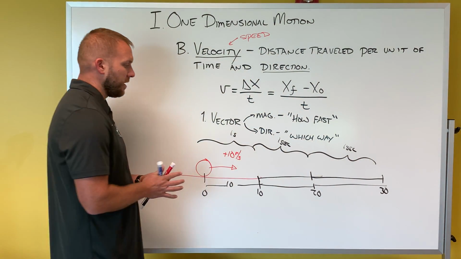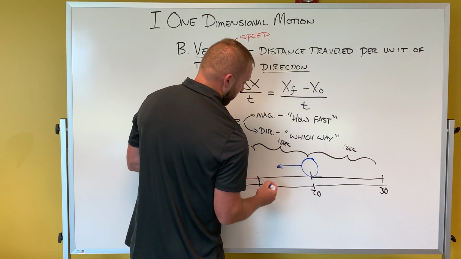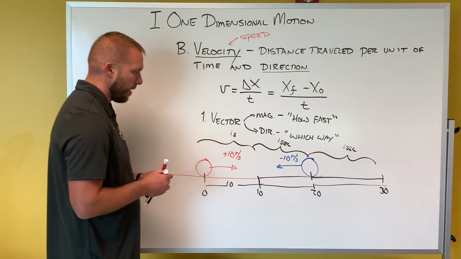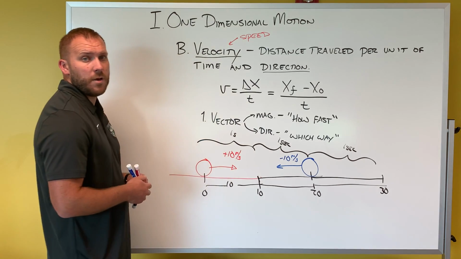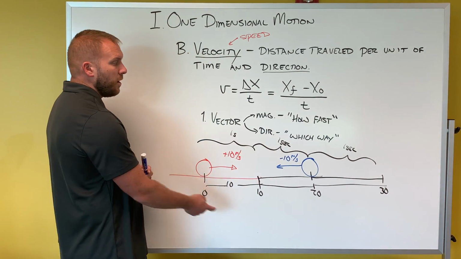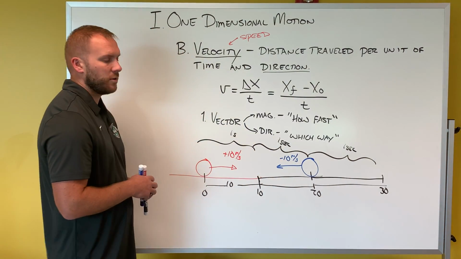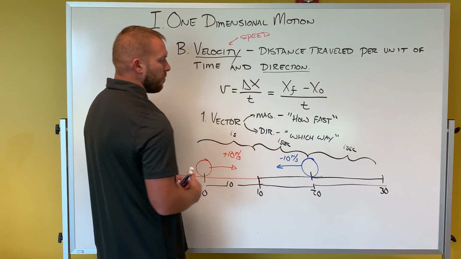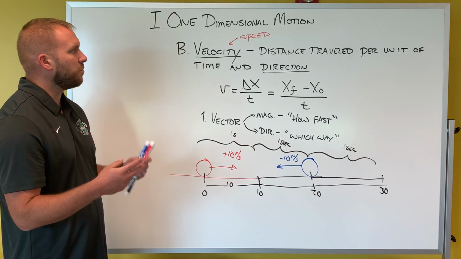If we had a second object that started here and traveled this way, that would be a negative 10 meters per second. It would start at 20. After 1 second, it would be here at 10. After 2 seconds, it would be here at 0, because it's changing its position by 10 meters each second. Now, to compare these two, they have the same magnitude of velocity. They're both going the same speed.